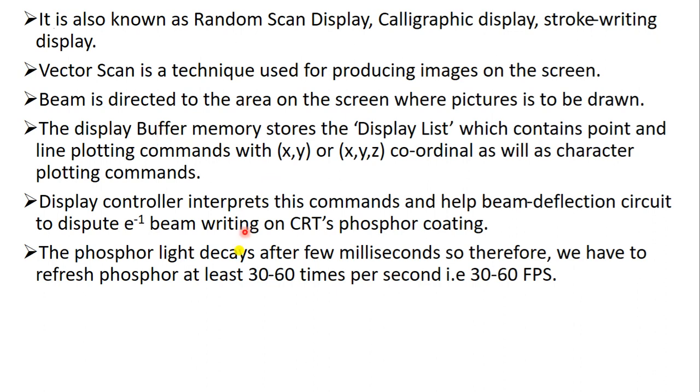If the image glow decays within milliseconds, then how can the image or the information be seen on the phosphorus screen? It is not possible. For this reason we have to refresh the phosphorus screen 30 to 60 times per second, that is 30 to 60 frames per second.